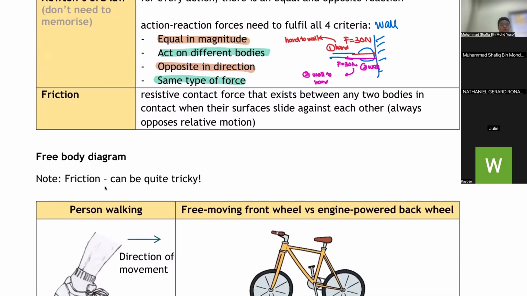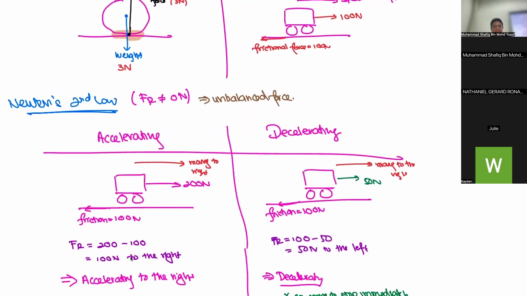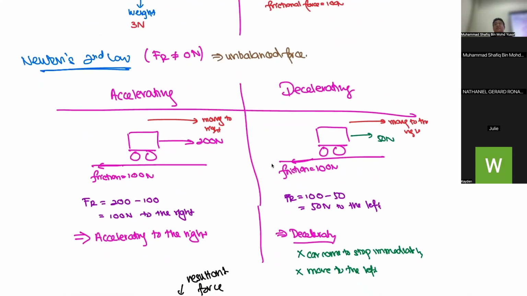Now, usually in terms of the diagram, what I did was this. Imagine I have a car moving towards the right. Usually friction will be the opposite way, towards the left in this case, right? So that is if you are looking from a big overview of the object.